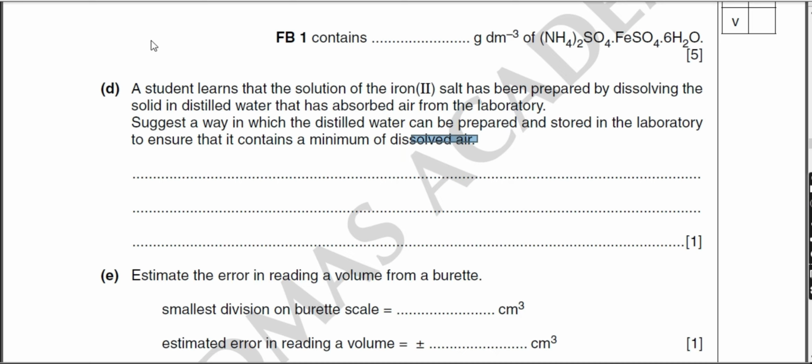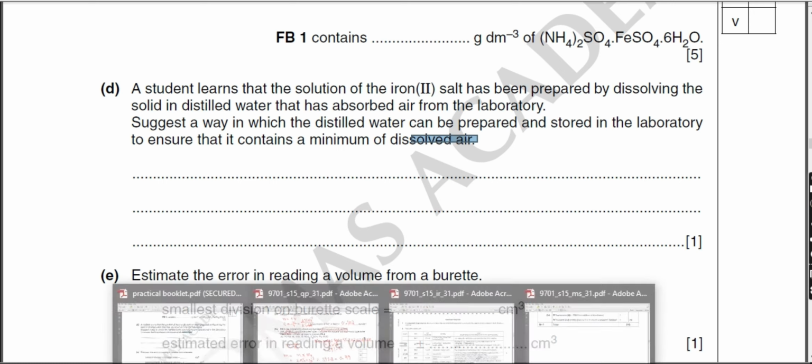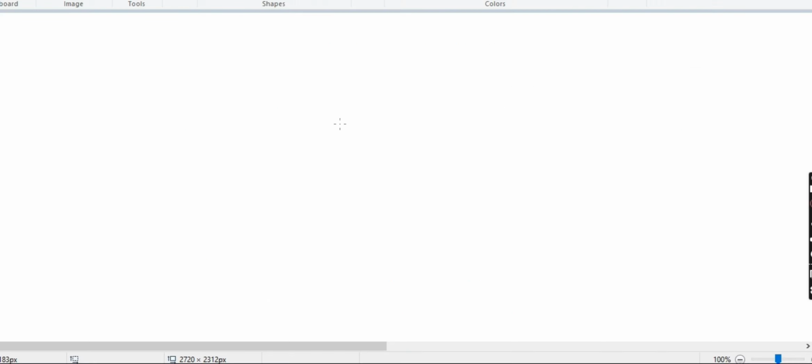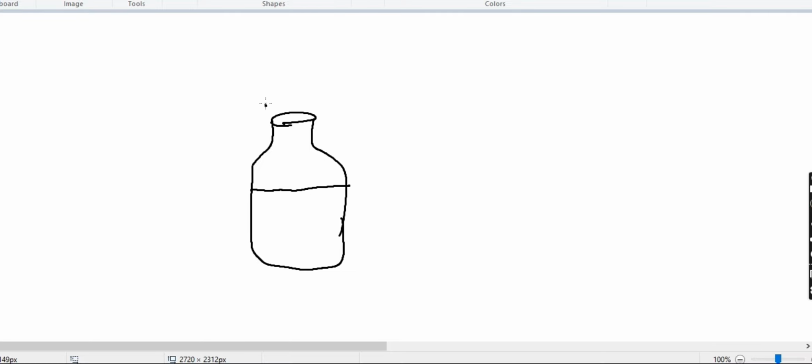Okay, so for example, if you have a situation like I'm going to show over here, you store this in a bottle like this. This was the bottle in which you prepared the whole sample solution. If your solution level is here and there is a gap between the top, between this top and the water, you can easily say air is trapped. So from this air, oxygen can easily be dissolved into the solution.